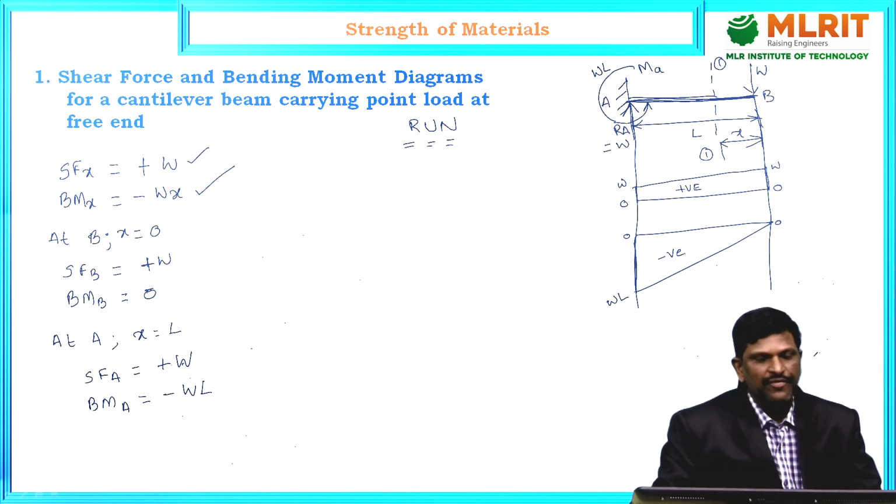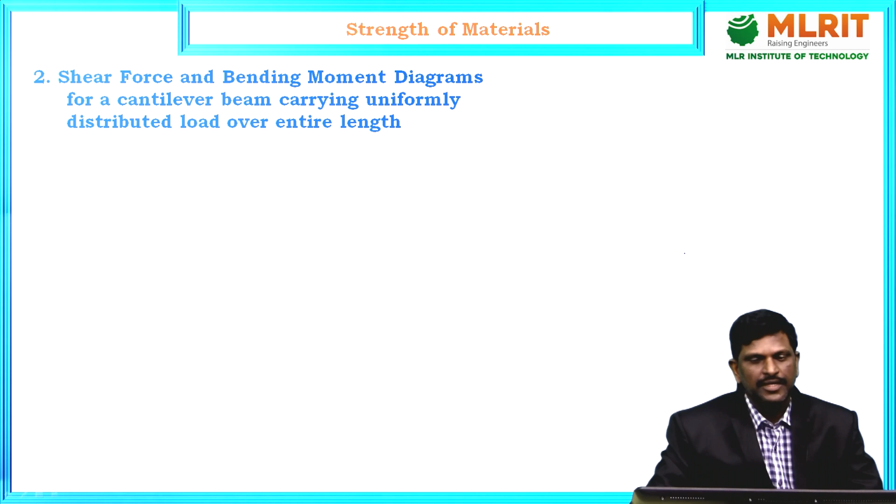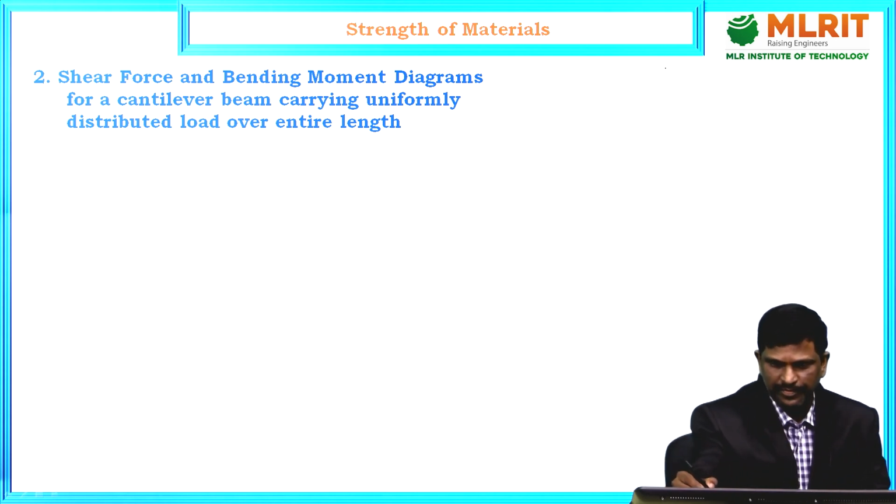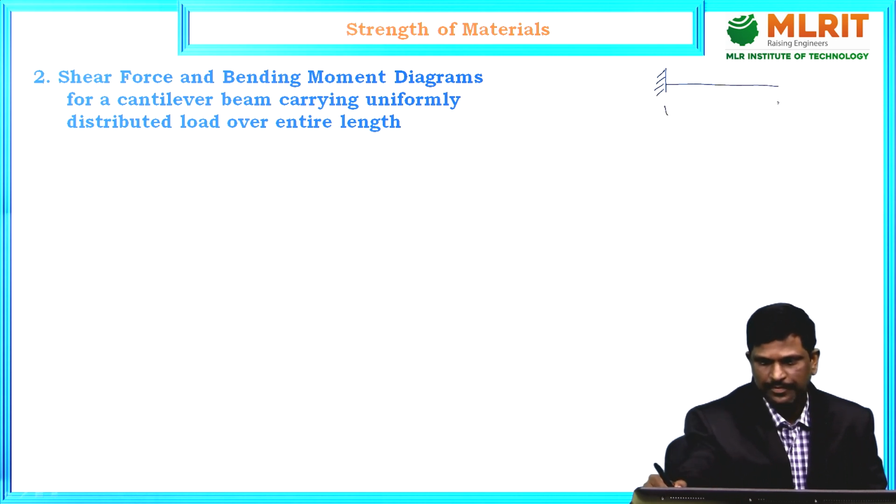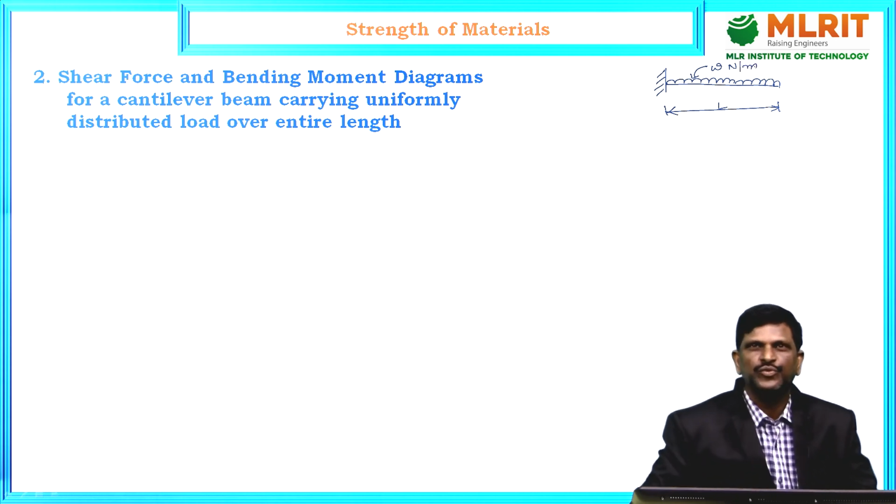Now, let us have a look at the shear force and bending moment diagrams for a cantilever beam carrying a uniformly distributed load. Consider a cantilever beam whose length is L and carrying a uniformly distributed load W, say in Newton per meter, for example.